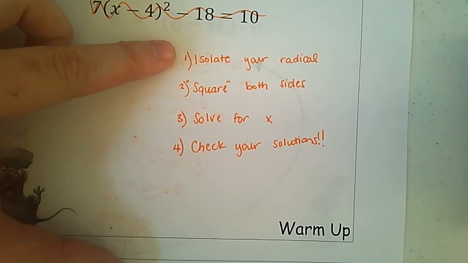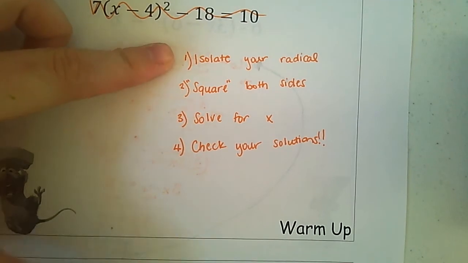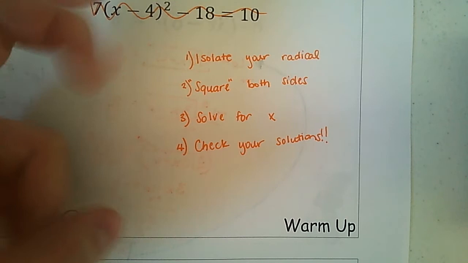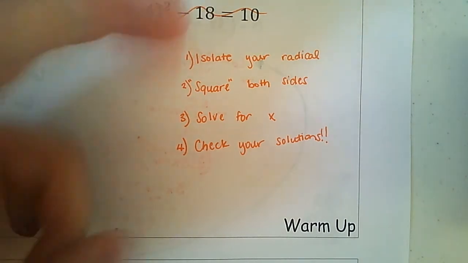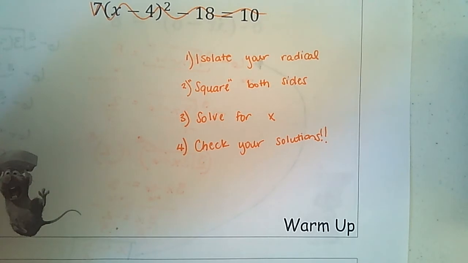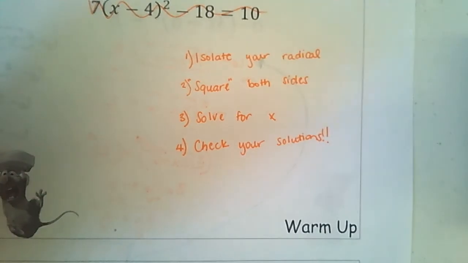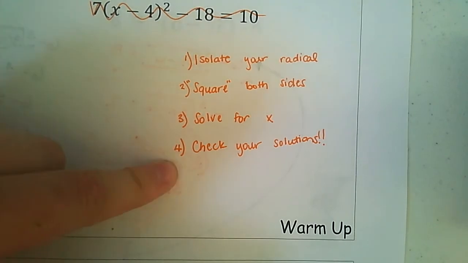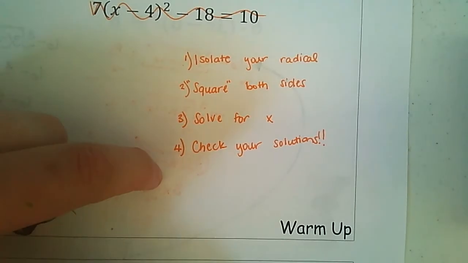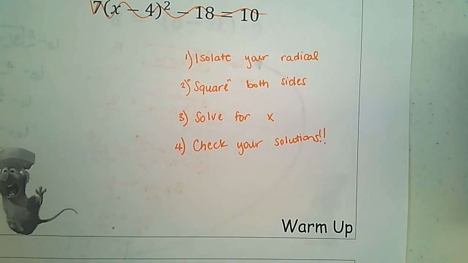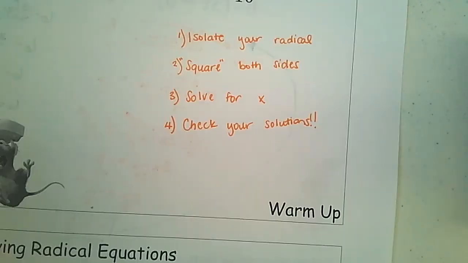First thing we want to do is isolate our radical, get that square root or the cube root or whatever it is by itself. Next, we square both sides, and remember we're not always squaring, it could be cubing or fourthing, it just depends on the equation. Then we solve for x, and then we need to make sure we check our solutions, and that's going to become really important in the next couple of days. Make sure you're always checking your solutions.